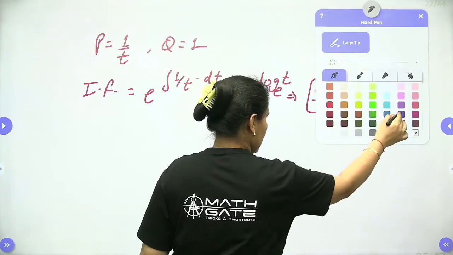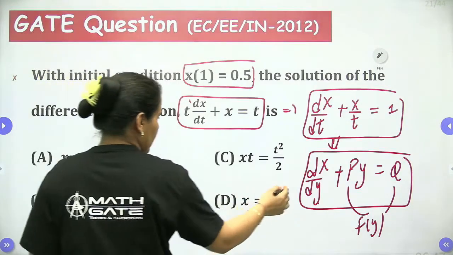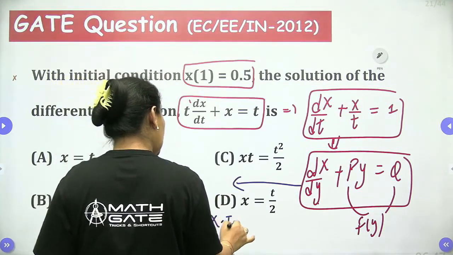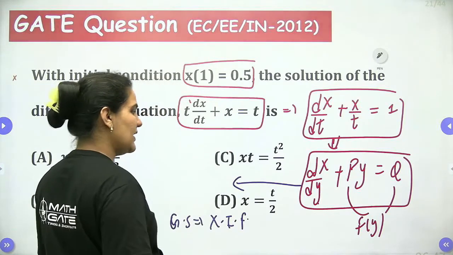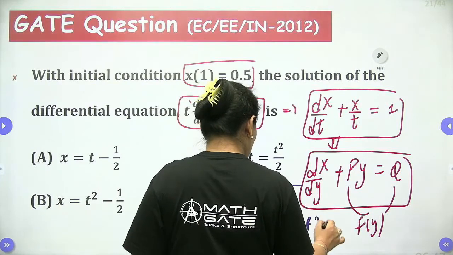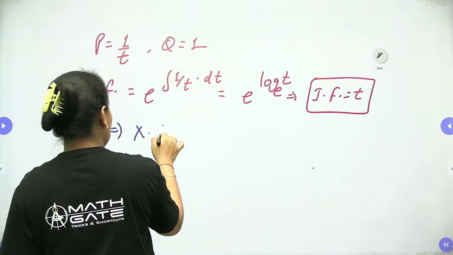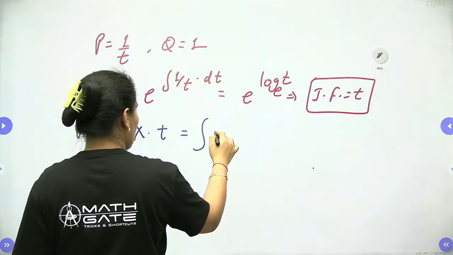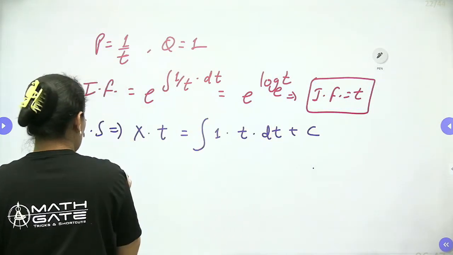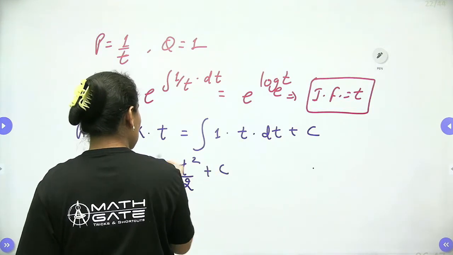Okay, let's find the general solution. The general solution looks like this: x into integrating factor is equals to integral of Q into integrating factor into dt plus c only. So here x into integrating factor t is equals to Q, we are having 1 only, integrating factor t, dt plus c only. Let's calculate it. It will be xt is equals to t square by 2 plus c only.